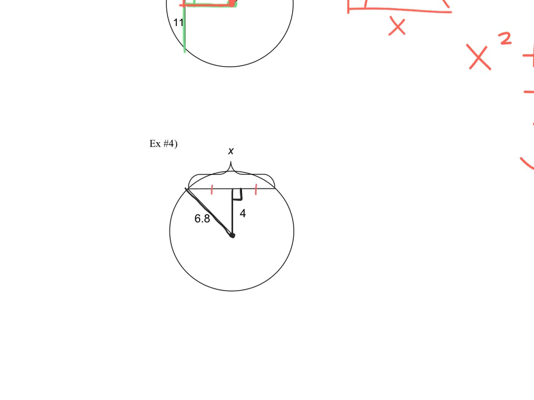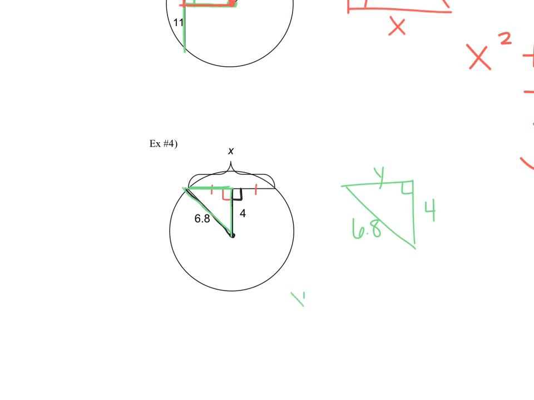Well, if we look at this triangle, we'll do it in green here. This triangle is a right triangle where we know two of the sides. So if I draw that triangle again, let's say this is 4, this is 6.8. We'll call this y because it's just half of x. You could call it half of x, but so many people do the math wrong when they do that. So I just usually give it a different variable.